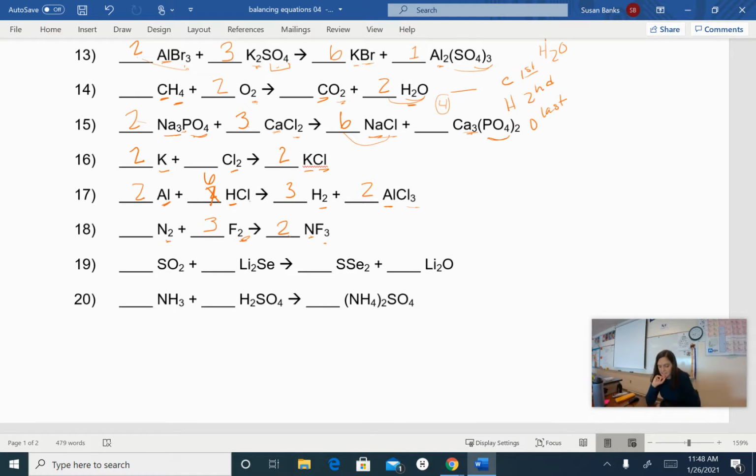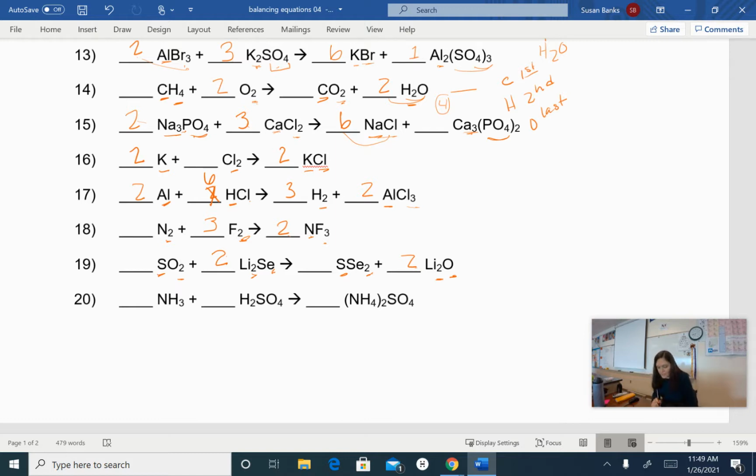All right, 19. Let's look at sulfur first. I got 1 sulfur, 1 sulfur. We're doing okay. I've got 2 oxygens. I've got 1 over here. So let's multiply that so that I can get 2 oxygens. Okay, I've got 2 lithiums here. 2 times 2 gives me 4. So I'm going to need to double that to get me 4. 2 times 1 gives me 2 seleniums, and I've got 2 seleniums. How'd you do on that one?